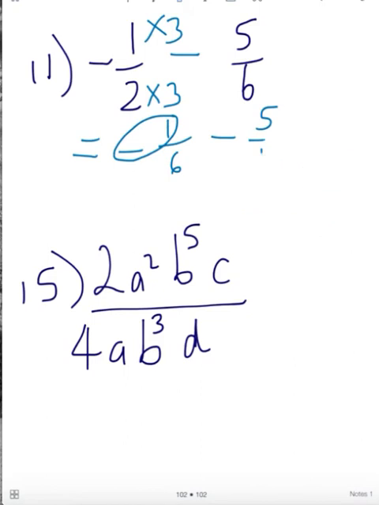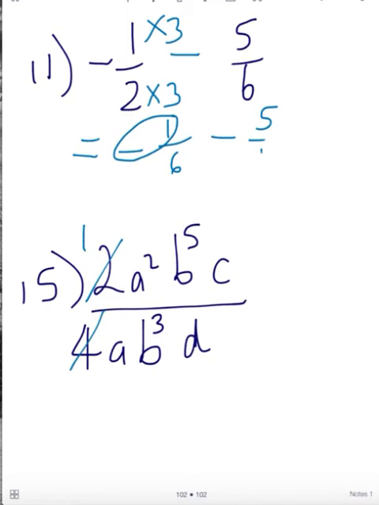All right, so with our next question, this one here, we have to simplify everything we can on top and bottom. Okay, and we'll start with our 2 and 4. 2 and 4 can be simplified to a half. 2 divided by 2 is 1. 4 divided by 2 is 2.